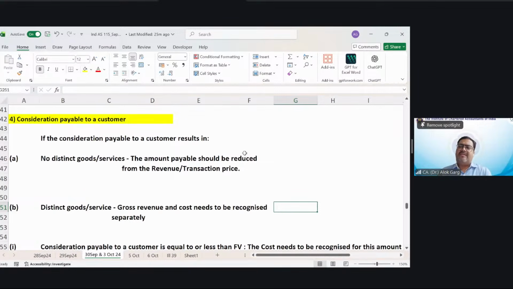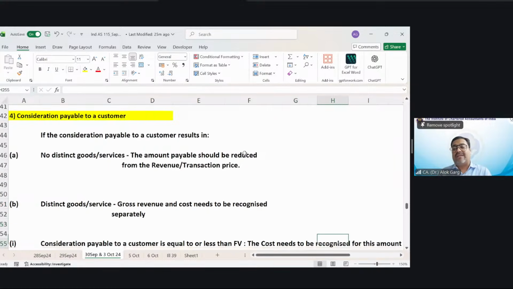Friends, tell me, in this case, I am paying 1,000 rupees to my customer, Rahul, and he is giving me some distinct goods and services. I am giving him coaching services, right? FR services, and he is giving me stationery. So the consideration payable to a customer is on account of distinct goods and services. In this case, I will recognize my revenue at 10,000 rupees and I'll recognize my cost expense of stationery as 1,000 rupees. So if the consideration payable to a customer results in distinct goods and services, the gross revenue and gross cost need to be recognized separately.